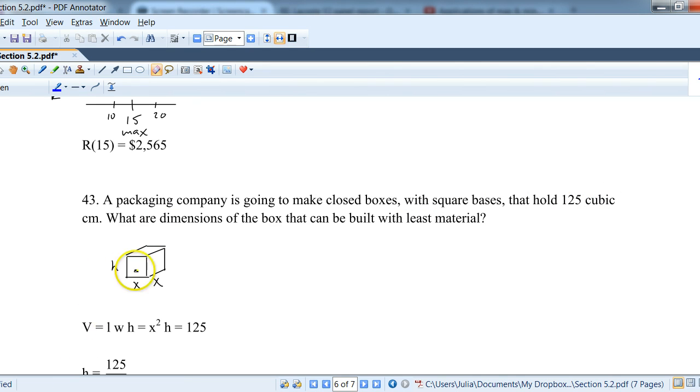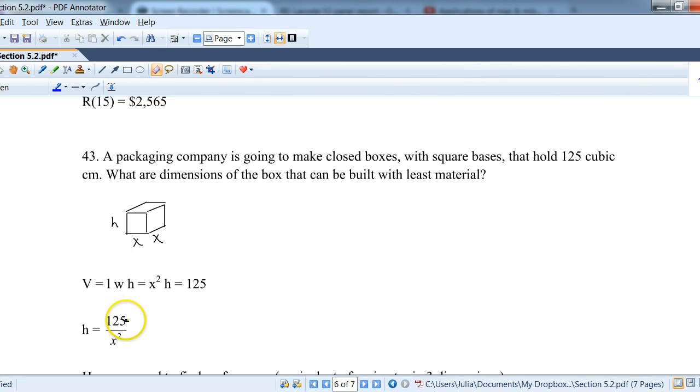And volume for this box is basically like the area if you talk about 3 dimensions, but it's length times width times height, which we can substitute. The length and the width are both X, so we get X squared times height, H, and it's 125. So I solved for H just because it would be easier to have everything in terms of X. So we get 125 over x squared.